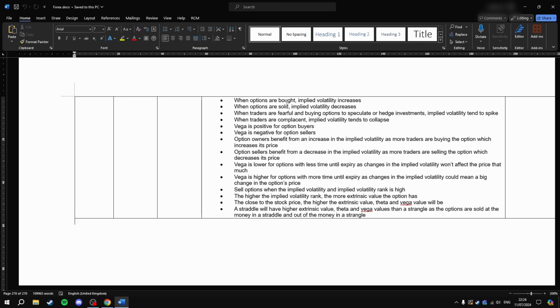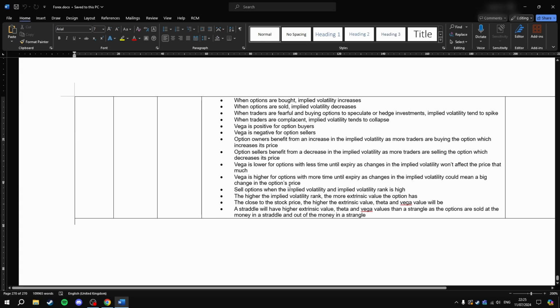Option owners benefit from an increase in the implied volatility as more traders are buying the option, which increases its price. Option sellers benefit from a decrease in implied volatility as more traders are selling the option, which decreases its price. Vega is lower for options with less time until expiry, as changes in the implied volatility won't affect the price that much. And Vega is higher for options with more time until expiry, as changes in the implied volatility could mean a big change in the option's price.